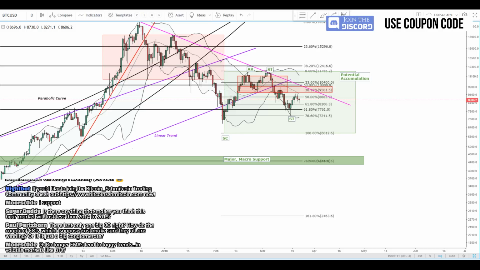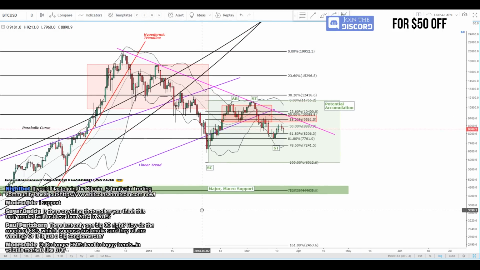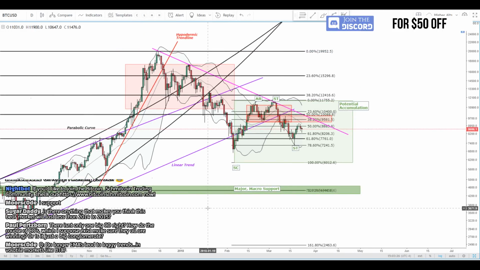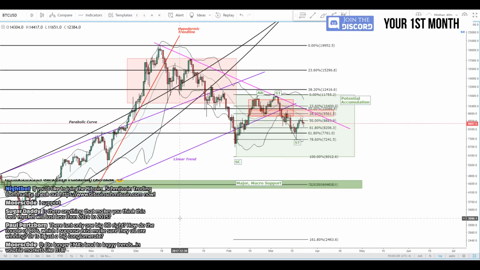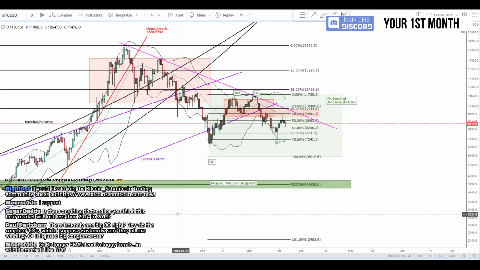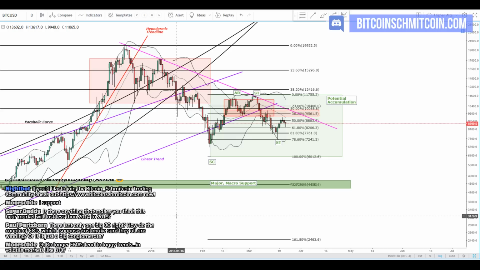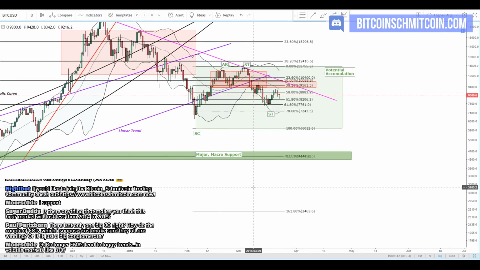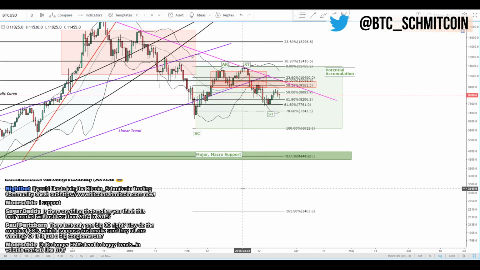Is there anything that makes you think this bear market will last less than 2014 and 2015? No. I mean, other than the fact that the last bear market was sparked on the heels of Mt. Gox, I don't see any argument that would suggest that we're just going to find a bottom and all of a sudden we're in bull mode. It's going to be a long accumulation phase, and we won't know until we're in it.